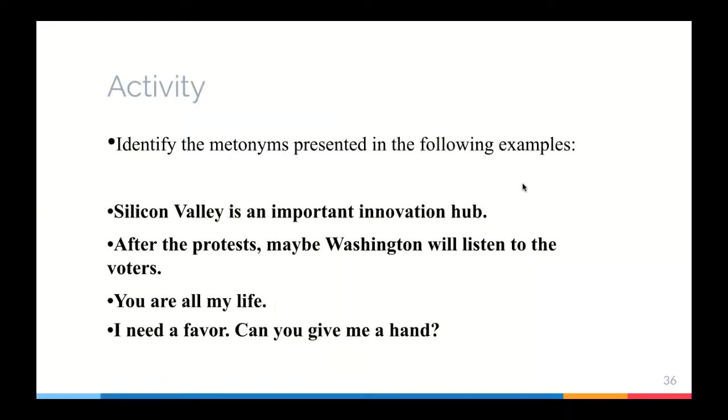For metonymy, the activity is to identify the metonymies presented in the following examples. Silicon Valley is an important innovation hub. After the protests, maybe Washington will listen to the voters. You are all my life. I need a favor. Can you give me a hand?